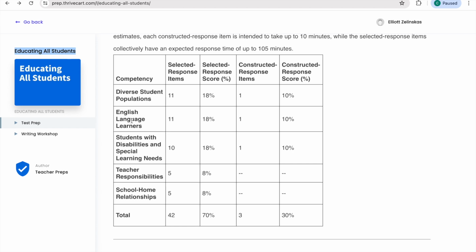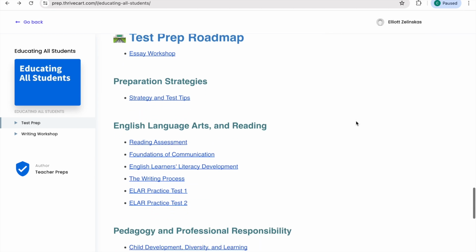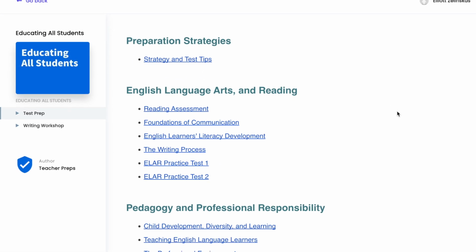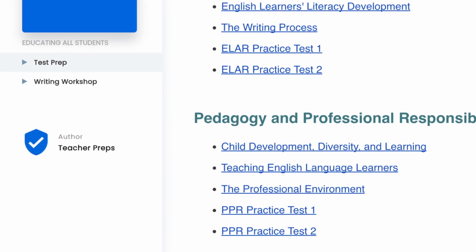In this lesson, we're going to talk all about English language learners, where on your exam, you can expect to receive approximately 11 selected response or multiple choice questions that represent 18% of your total exam. In this section, they also present you with an essay or constructed response prompt, and that covers 10% of your final score.